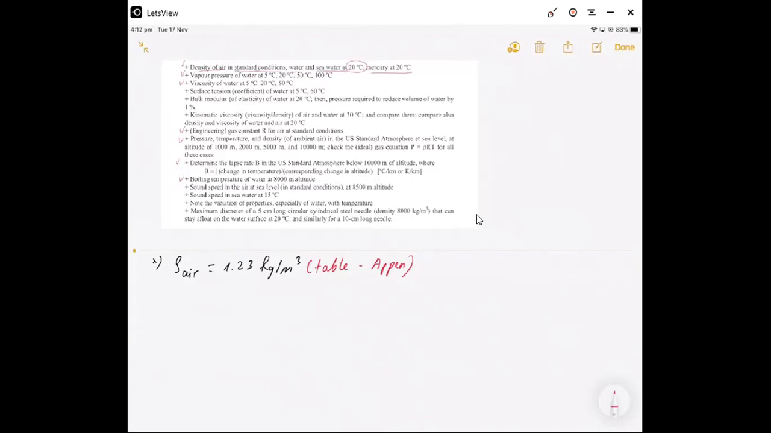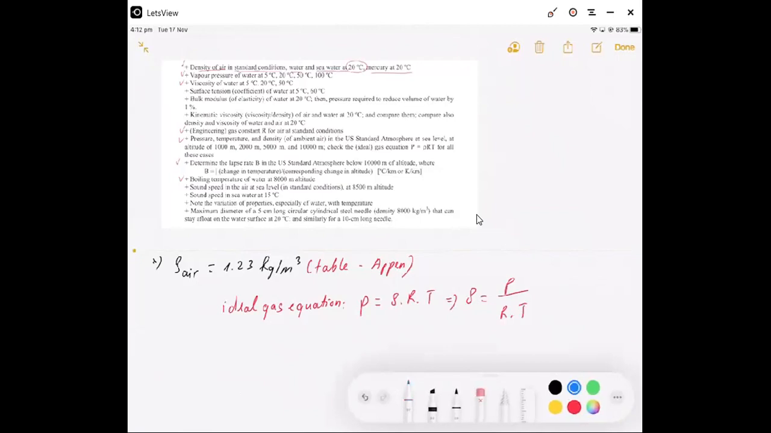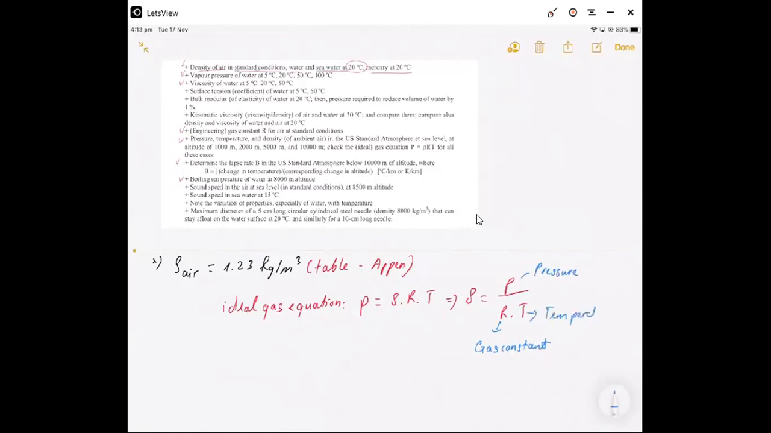We have to remember the adiabatic equation: pressure equals rho R T. So the density equals pressure divided by R times T, where R is the gas constant. You can find R from the same table. P is pressure and T is temperature. The SI unit of pressure is Pascal, and the SI unit of temperature is Kelvin. Gas constant from this table.